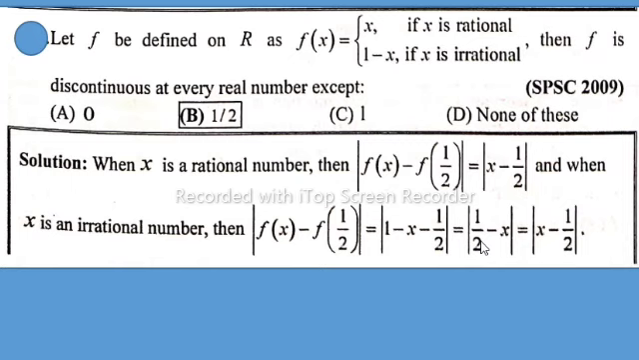So since x minus 1 divided by 2 is equal to 0, x is equal to 1 divided by 2. Hence f is a continuous function at x equal to 1 divided by 2. So it is discontinuous at every real number except 1 divided by 2. Option B is correct, which is the required solution.